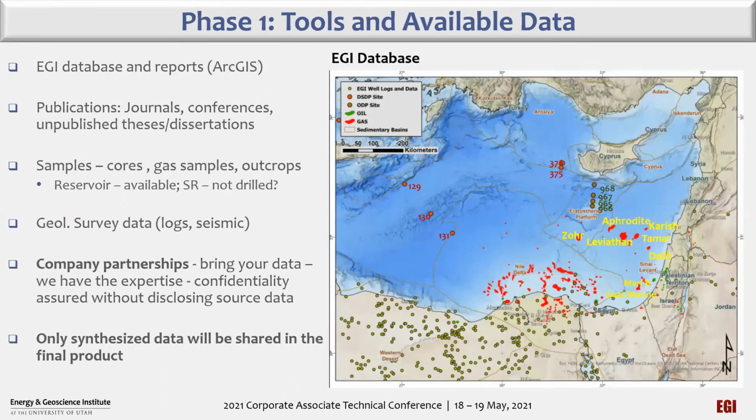So what are the tools and available data we have to accomplish the study? As shown in the map, we have the EGI database and reports that need to be integrated with literature in the public domain, university publications such as unpublished master's and PhD dissertations, geological survey publications, including samples, logs, seismic, and biostratigraphic data.